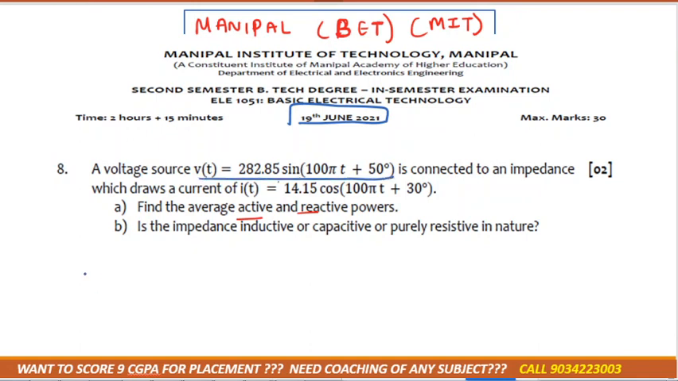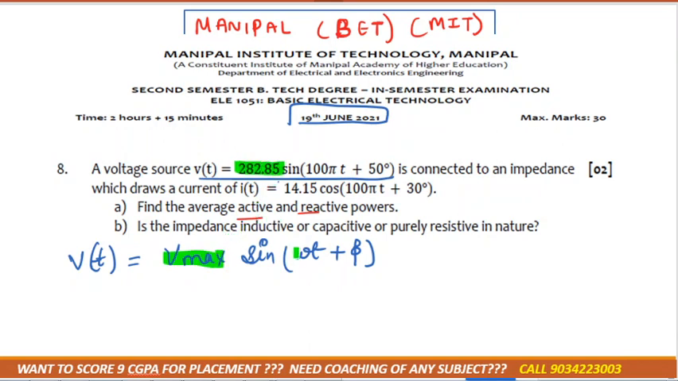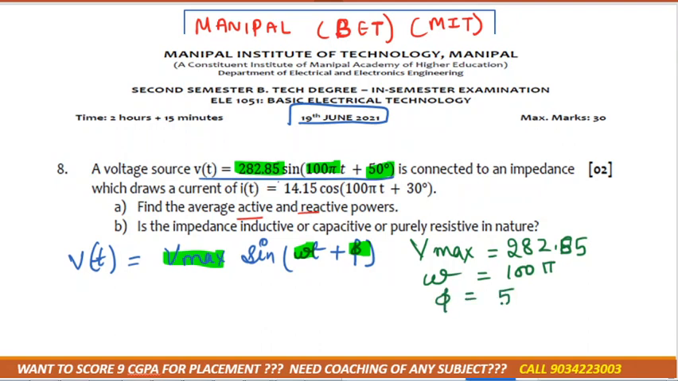If I compare the standard equation with the given equation, that is V of t would be equal to Vmax sine of omega t plus phi, right? So in this case, if we compare, Vmax value is 282.85, right? Omega is equal to 100 pi and phi is equal to 50 degree. I'm writing over here. Vmax what we got is 282.85, and omega is equal to how much? 100 pi, and phi is equal to how much? That is 50 degree. Correct?